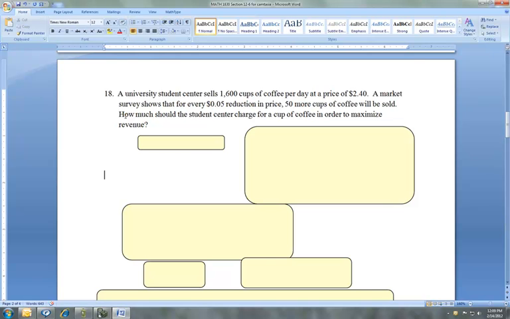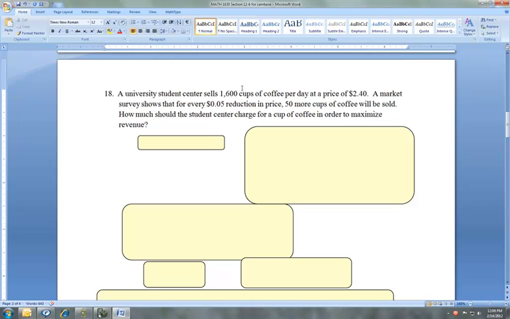A university student center sells 1,600 cups of coffee per day at a price of $2.40. A market survey shows that for every 5-cent reduction in price, 50 more cups of coffee will be sold. How much should the student center charge for a cup of coffee in order to maximize their revenue?